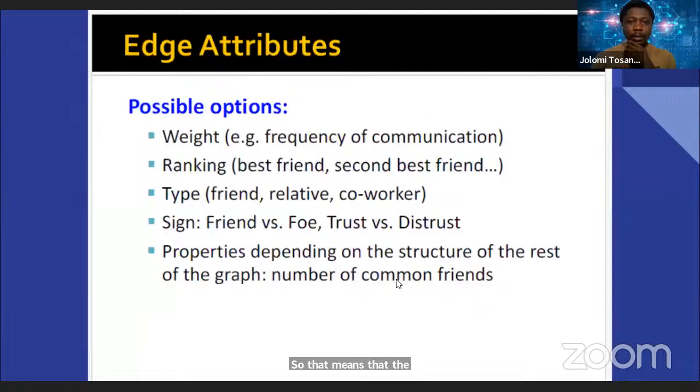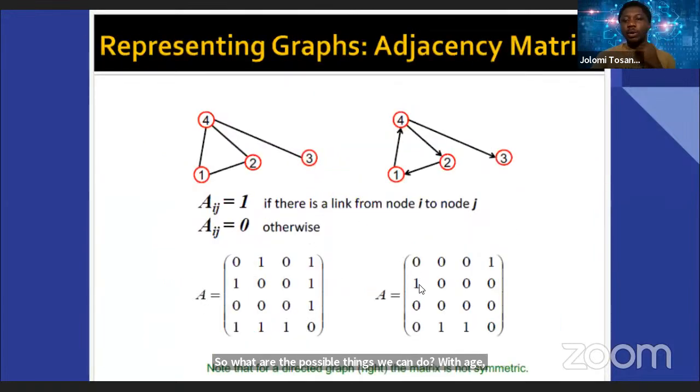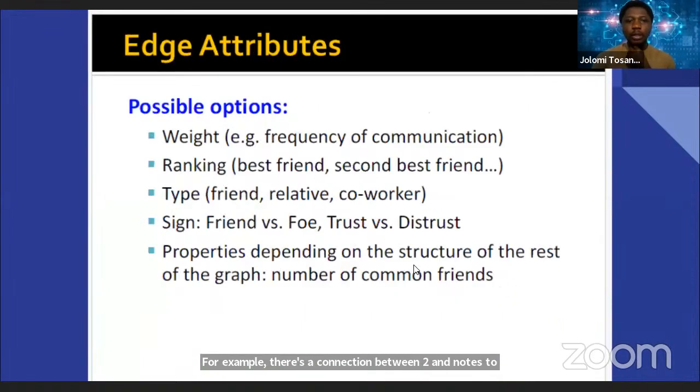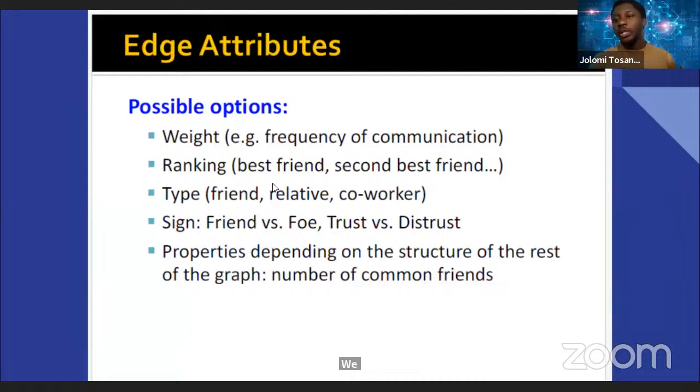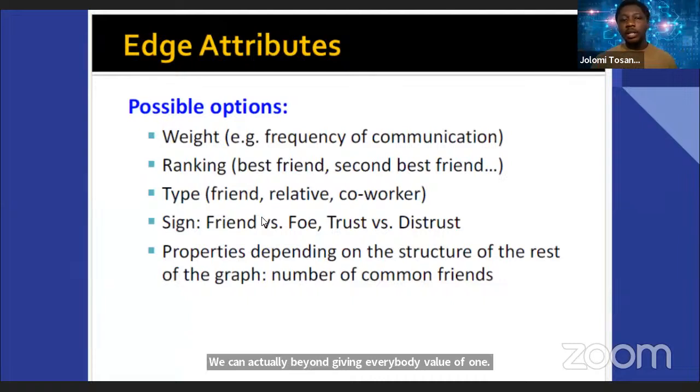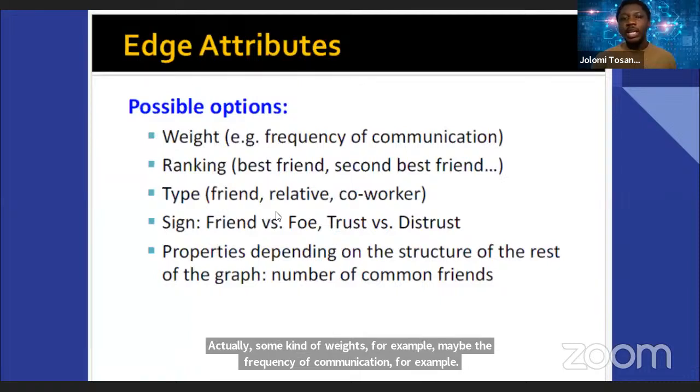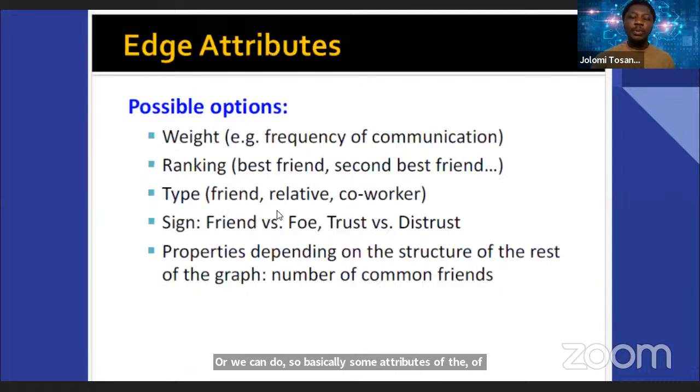And yeah. So what are the possible things we can do with edges? So far, we just see that an edge can take the value of 1 or 0, right? For example, there's a connection between node 2 and node 1, so we just give it a value of 1 here. But what else can we do? Beyond giving everybody a value of 1, we can actually give some kind of weight. For example, maybe the frequency of communication, or we can do ranking and basically some attributes of the edge that makes the value not to be 1. Maybe the value can be 0 point something, which is kind of a weighting system.